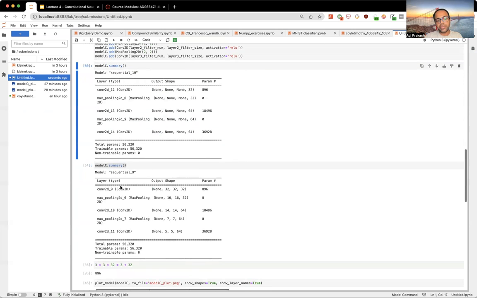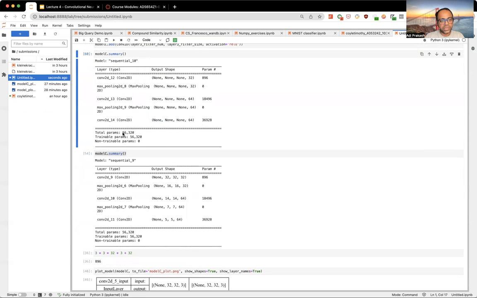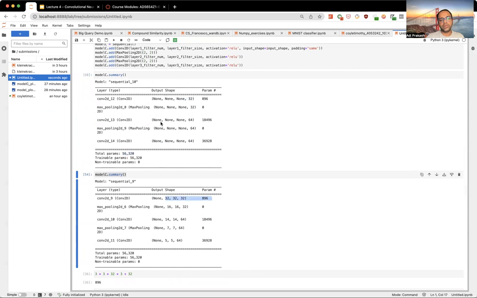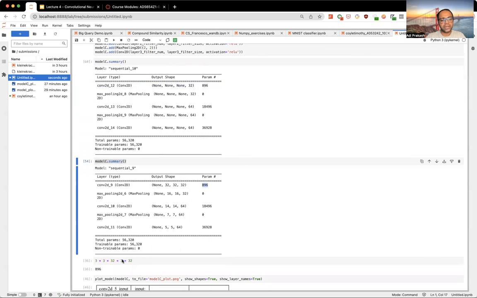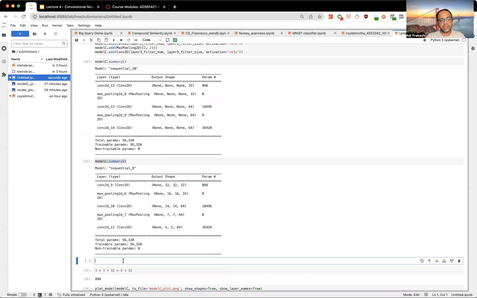But let's look at the number of parameters. We see that there are 896 parameters. Even here and even here, the number of parameters is the same, whether you do padding or not, whether you have a fixed shape or a different shape. The number of parameters still remains the same, because for convolution layers, each filter is a 3x3 matrix. That's the size of a single filter.